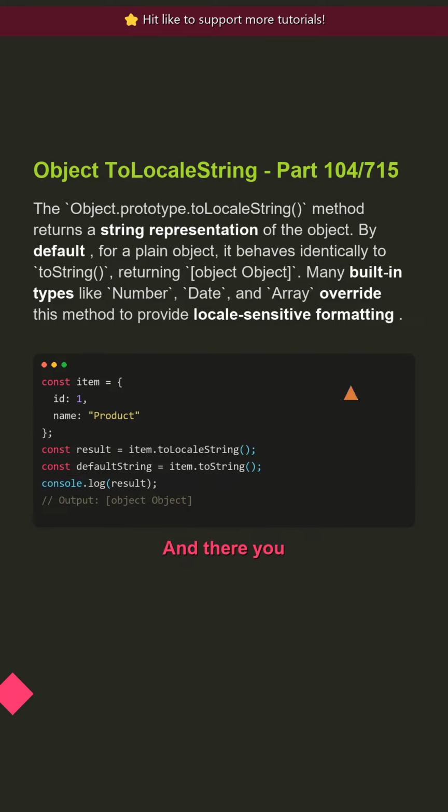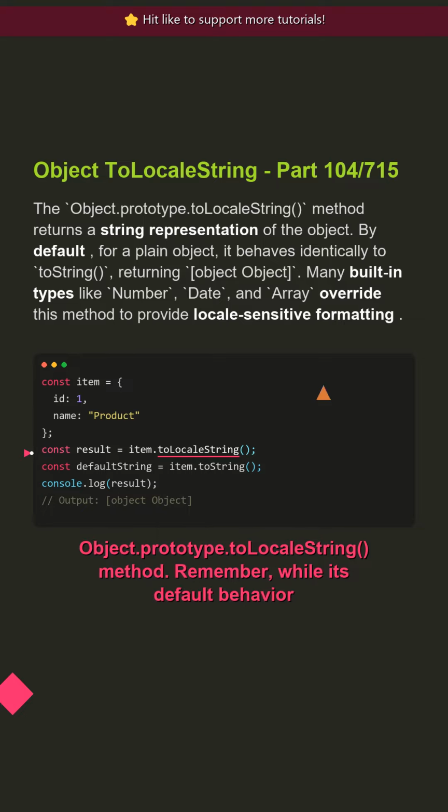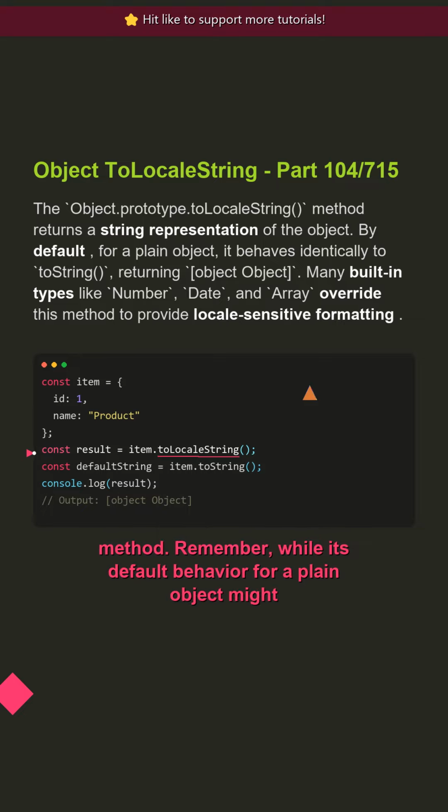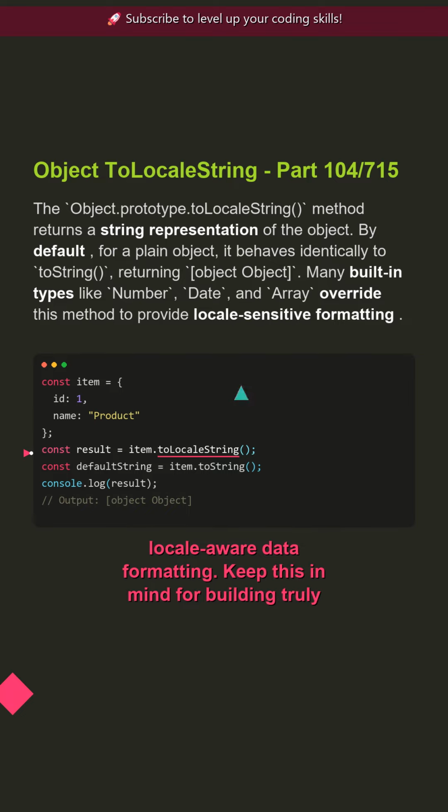And there you have it. The Object.prototype.toLocaleString method. Remember, while its default behavior for a plain object might seem basic, its true strength lies in how other built-in types leverage it for powerful, locale-aware data formatting. Keep this in mind for building truly global applications. Next, part 105 of 715 coming soon.